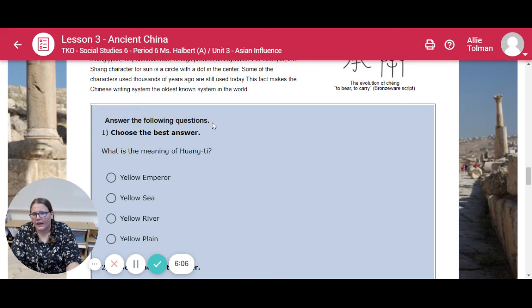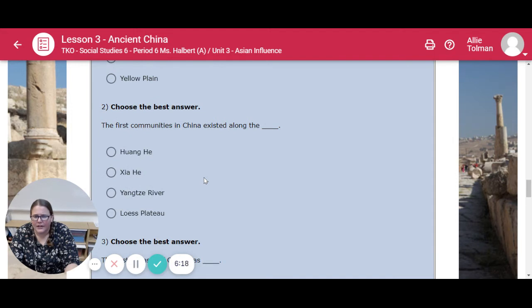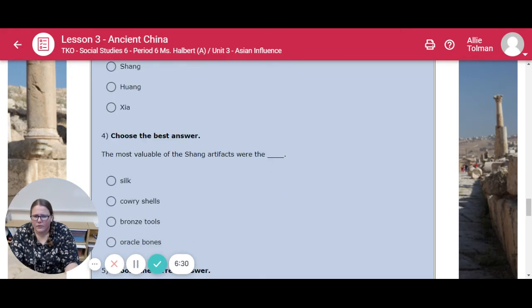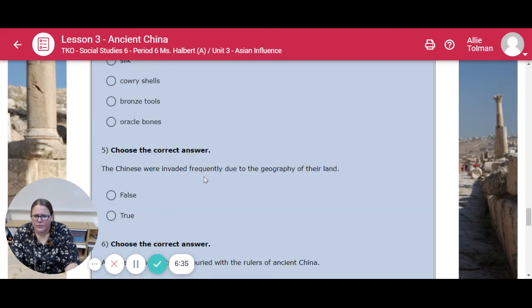Now we're going to go ahead and I'm going to read through your questions for you. So we've got number 1. Choose the best answer. What is the meaning of Huang Ti? Number 2. The first communities in China existed along the... Number 3. The first dynasty of China was... Number 4. The most valuable of the Shang artifacts were the... Number 5. The Chinese were invaded frequently due to the geography of their land. Is this true or is this false?